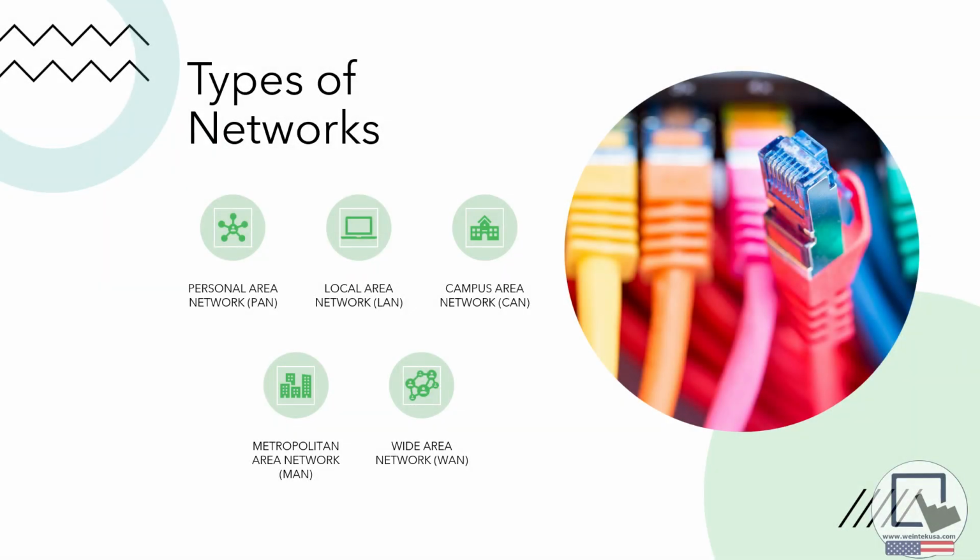Let's explore the fascinating types of networks that keep us connected, from the tiny personal area network, or PAN, around you, to the local area network, or LAN, in your home or office, the campus area network, or CAN, in schools, the metropolitan area network, or MAN, spanning cities, and the vast wide area network, WAN, that covers the globe. We'll dive in and see how these networks make our digital world go round.